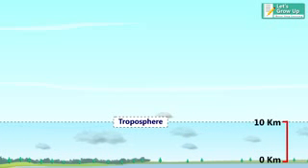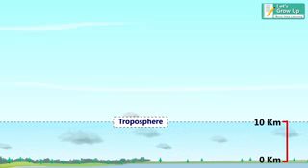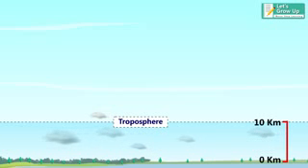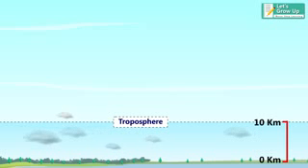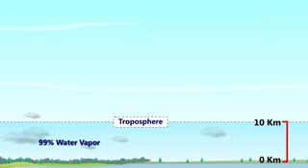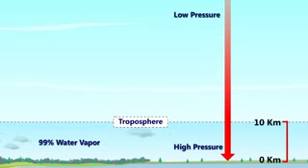We humans live in the troposphere, and nearly all weather occurs in this lowest layer. Most clouds appear here, mainly because 99% of the water vapor in the atmosphere is found in the troposphere. Air pressure drops, and temperatures get colder as you climb higher in the troposphere.